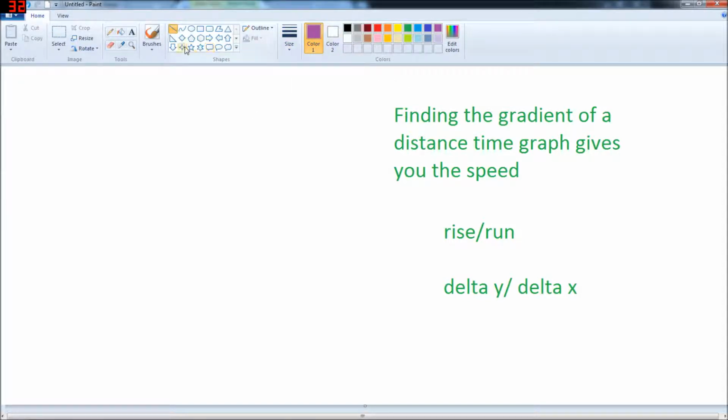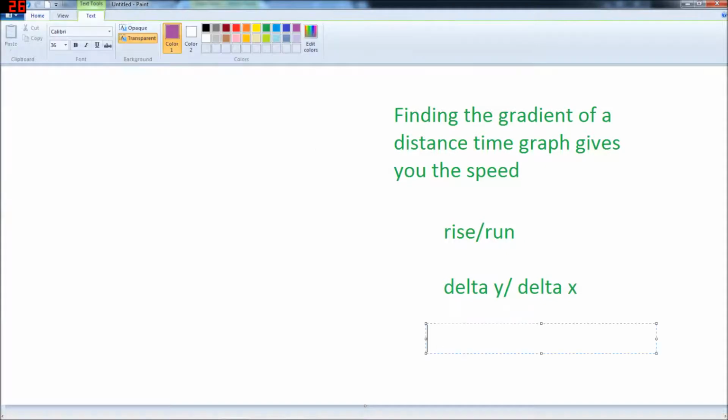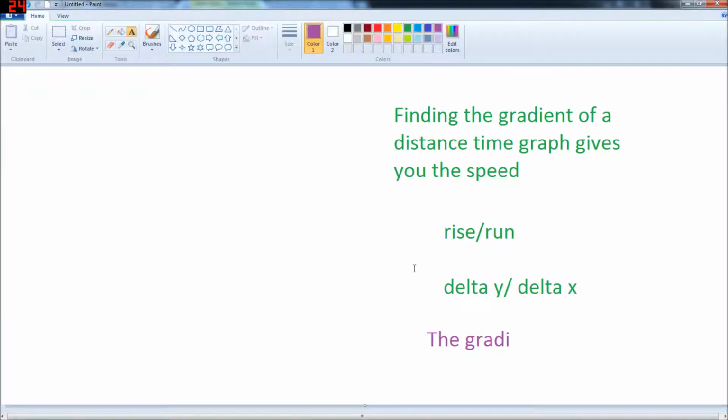I want to write then, where's my pen gone? I want to write that the gradient, oh, I've already done it. The gradient of a distance time graph gives you the speed. Okay, that's good. Let's get rid of that bit then. Now let's look at the next type of graph we have. The next type of graph is a velocity time graph.